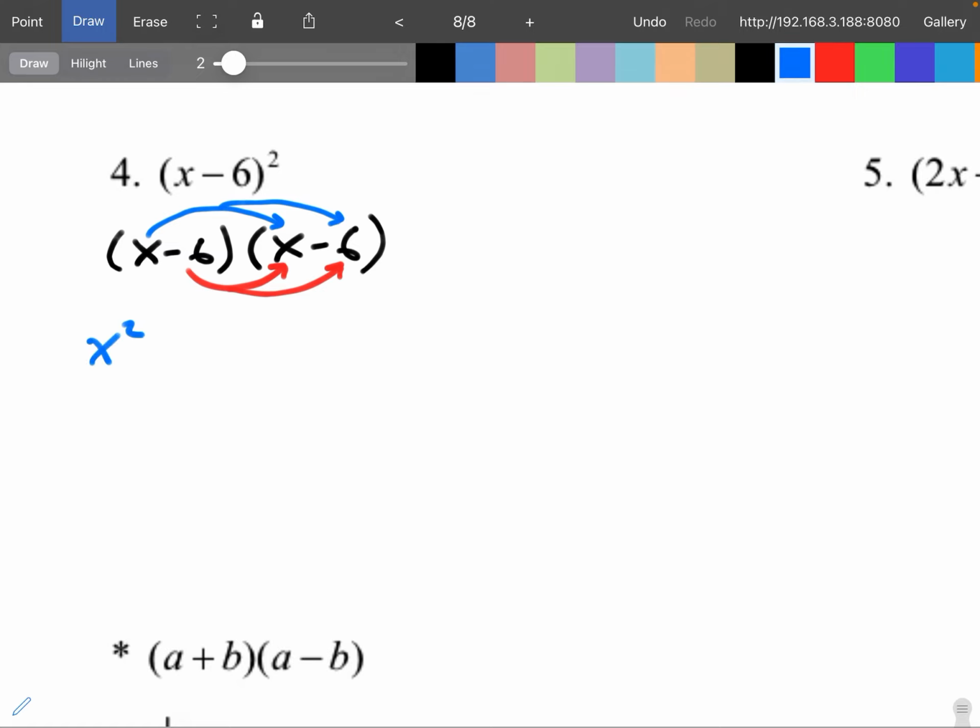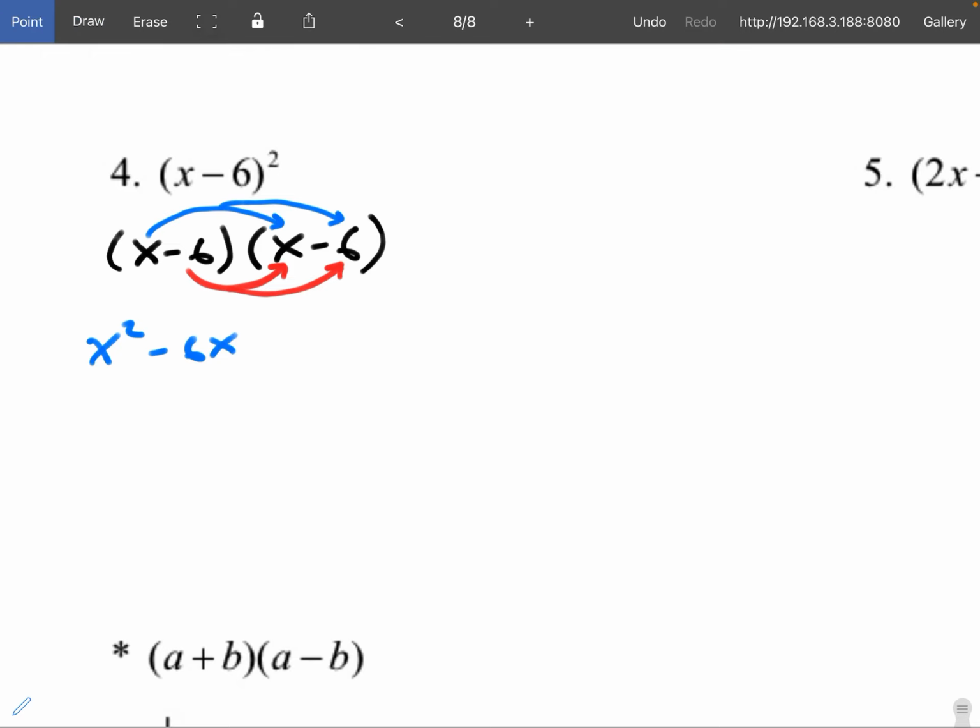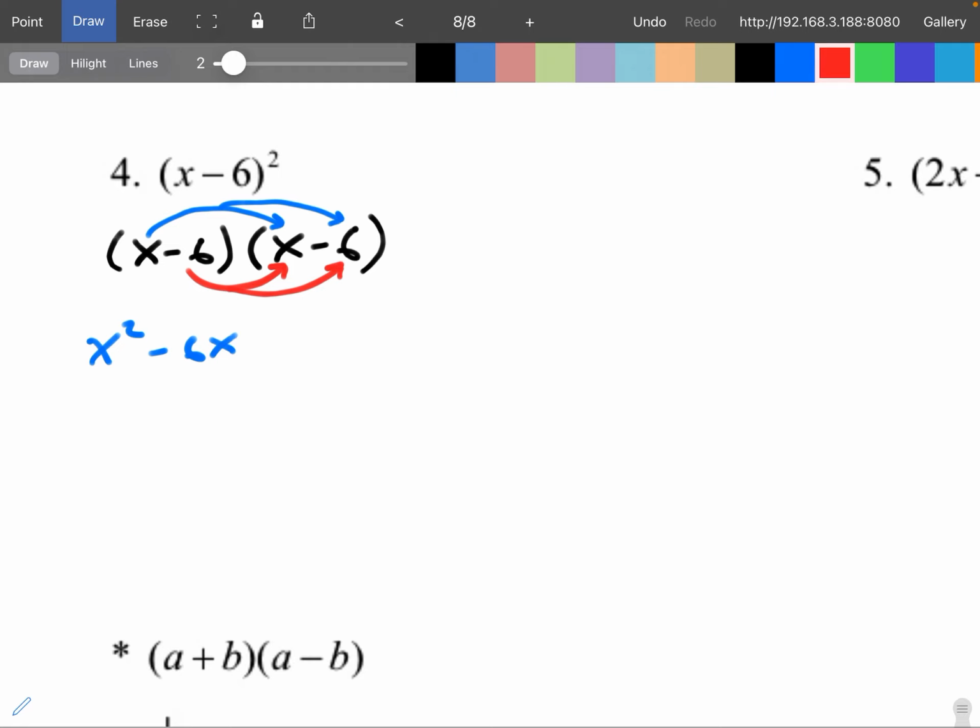So same thing we did before. In the blue, I got x times x. Yep, x squared. Then I got x times negative 6, negative 6x. Then in the red, I've got negative 6 times positive x. Negative 6x again. And then finally, I got the negative 6 times the negative 6. Good, Ethan. Positive 36.